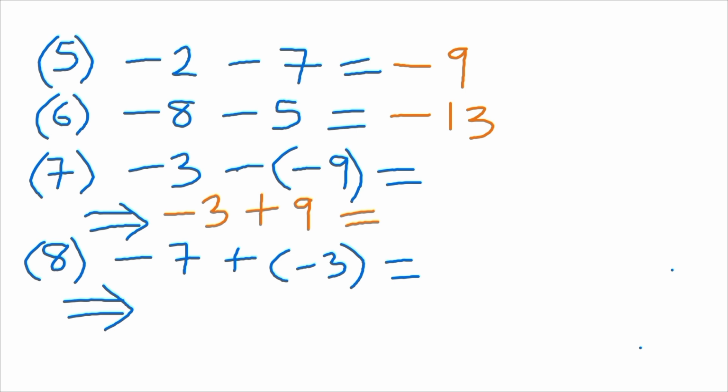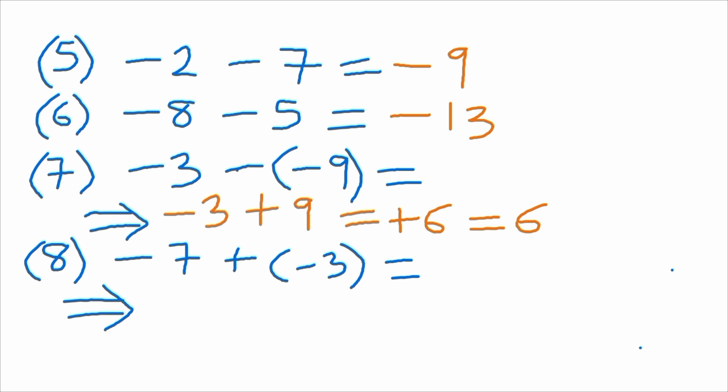Between 3 and 9, 9 is greater, and the sign of 9 is positive. So that means our answer will have a positive sign. And then now, don't forget their signs are different. So when their signs are different, you subtract the numbers. So I'm simply going to say 9 minus 3, and that will give me 6. And plus 6 can also be written as just 6. So the answer to this is 6. And then number 8 there is minus 7 plus minus 3.